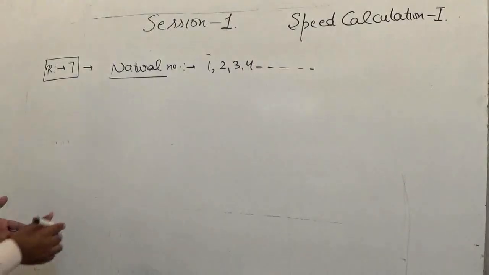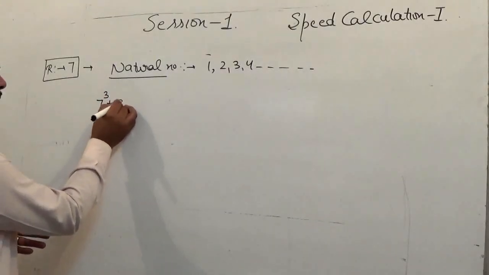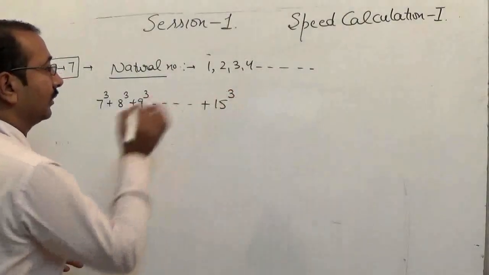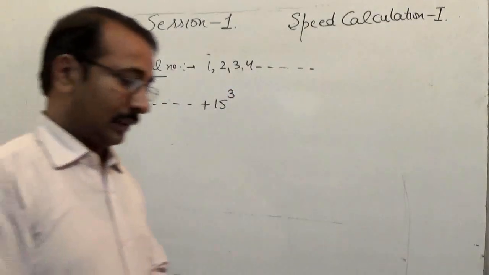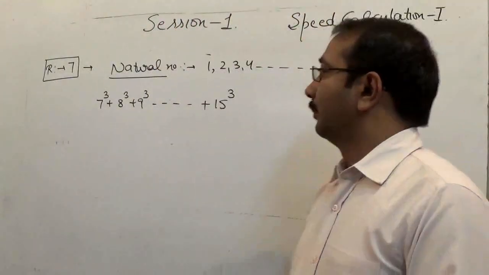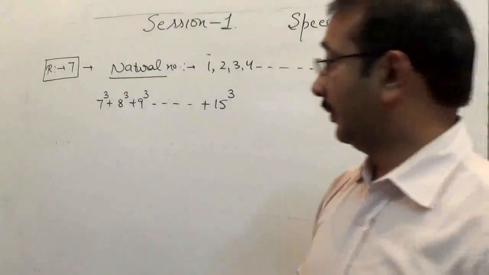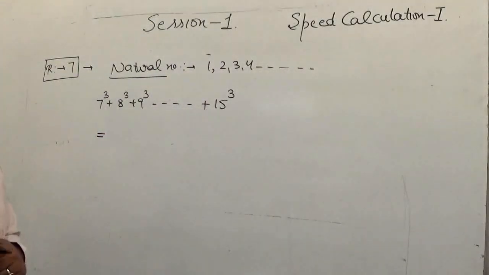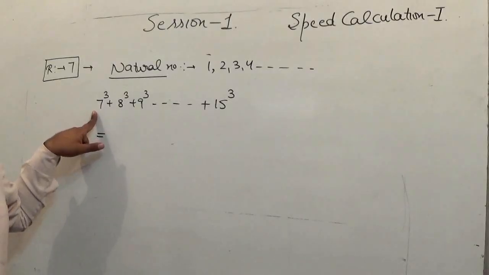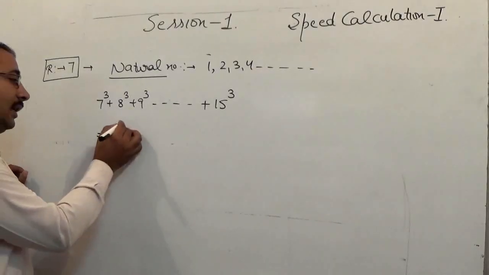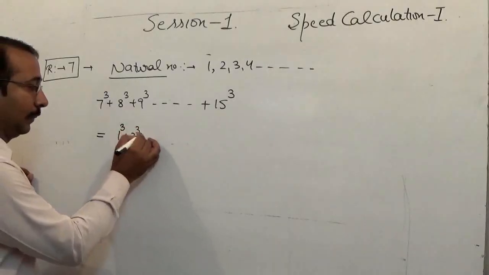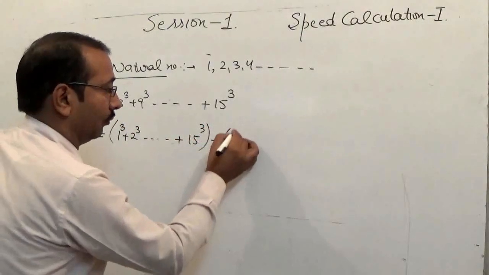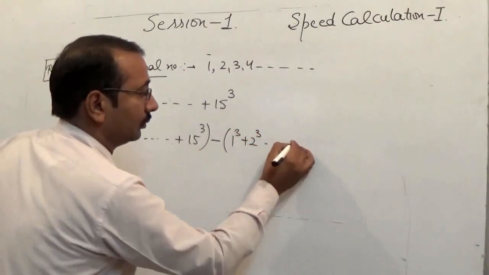Suppose you have to find the sum in between. I have to find 7 cube plus 8 cube plus 9 cube, up to 15 cube. I have to find the cubes of these numbers starting from 7 cube up to 15 cube. If you have to answer any question based on this, you cannot directly apply that formula because the counting is not starting with 1. So what I will do is start with 1 cube plus 2 cube up to 15 cube, minus 1 cube plus 2 cube up to 6 cube.